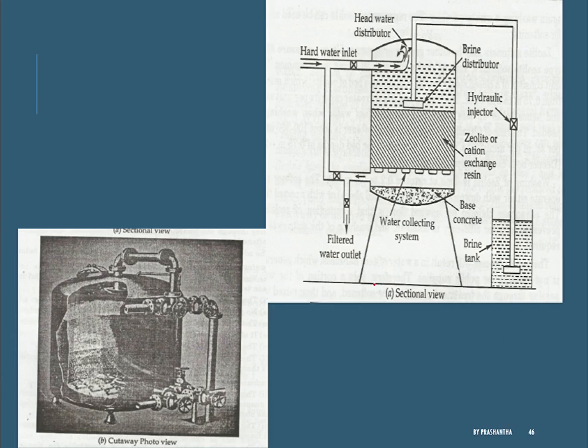This is the view of a zeolite pressure filter. This is the pressure filter, and here this is the zeolite. We have seen the pressure filter sketch. Here you had sand, so instead of sand, we can use a zeolite bed. We can do the regeneration using brine or sodium chloride solution. Once again it is passed, and once again we can regenerate the zeolite.